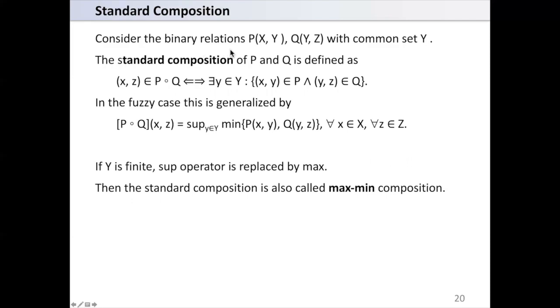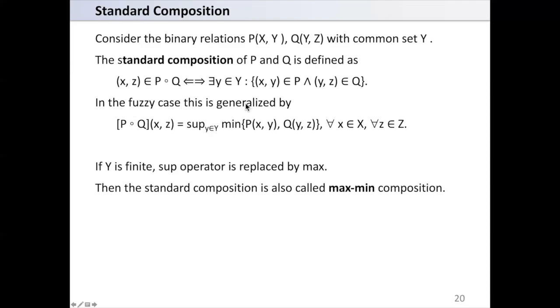Consider binary relations P on XY and Q on YZ with common set Y. The standard composition of P and Q is defined as follows: xz is an element of the standard composition PQ if and only if for some y in the reference set Y, xy is an element of the relation P and yz is an element of the relation Q.